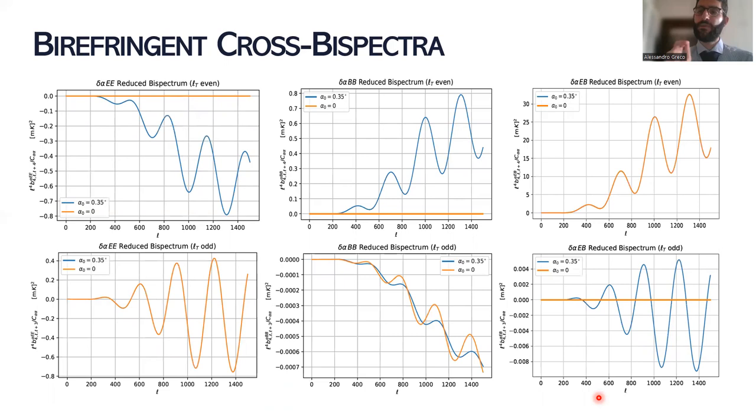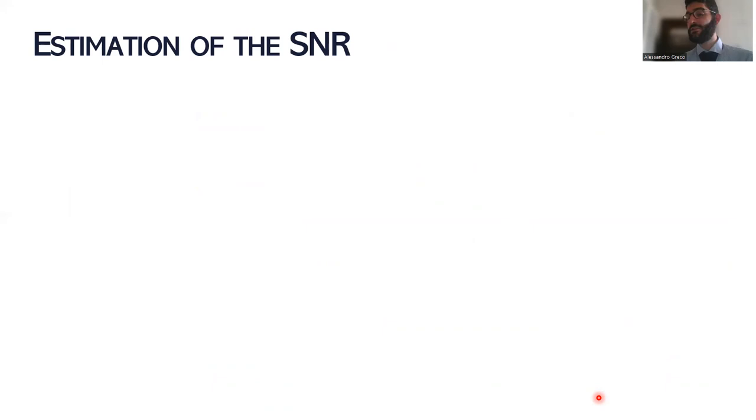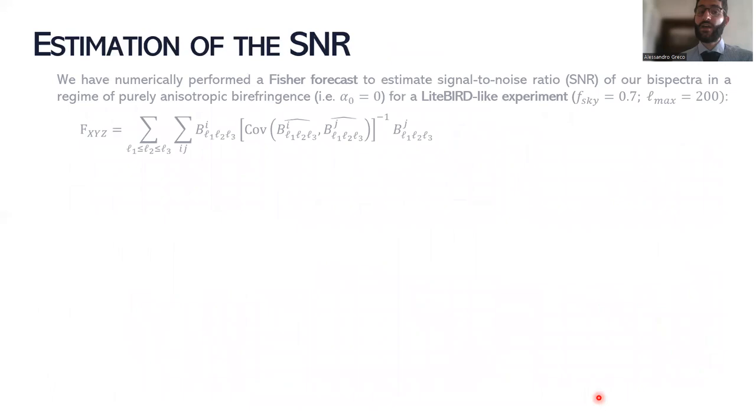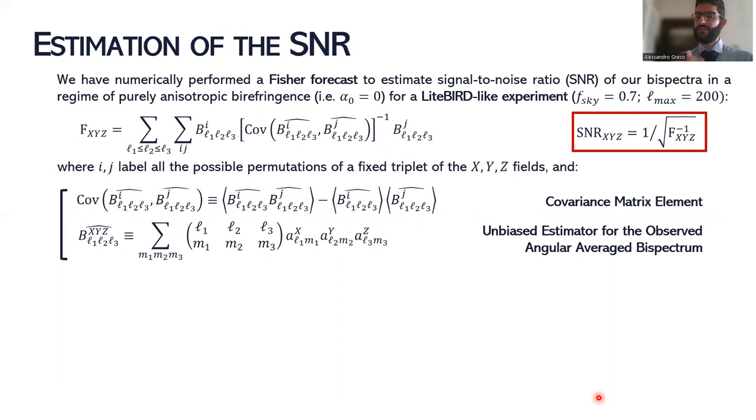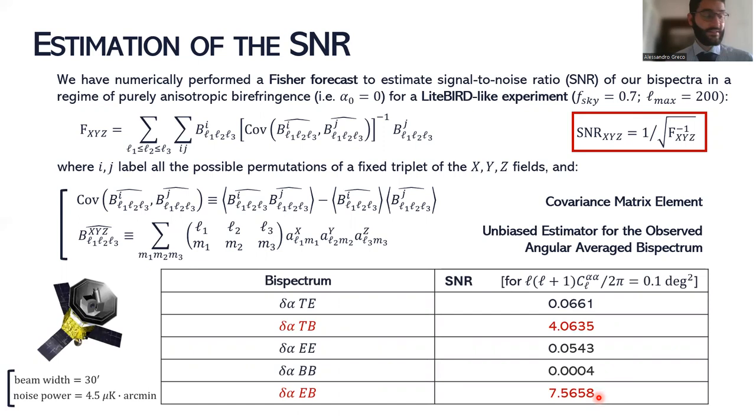But in order to have an estimation of the amount of signal in our new cosmological observable, we have performed a Fisher forecast in order to estimate the signal to noise ratio, the SNR, of our bispectra. And we have assumed a regime of purely anisotropic birefringence, taking as a fiducial value of alpha zero the value zero. And we have specialized our analysis for a LiteBIRD-like experiment with no foregrounds and with simple experimental characteristics. So the analysis is quite standard. We have assumed the standard form for the unbiased estimator for the observed angular spectrum. We have considered a covariance matrix and we have computed it. And we have found these interesting results for the LiteBIRD experiment.